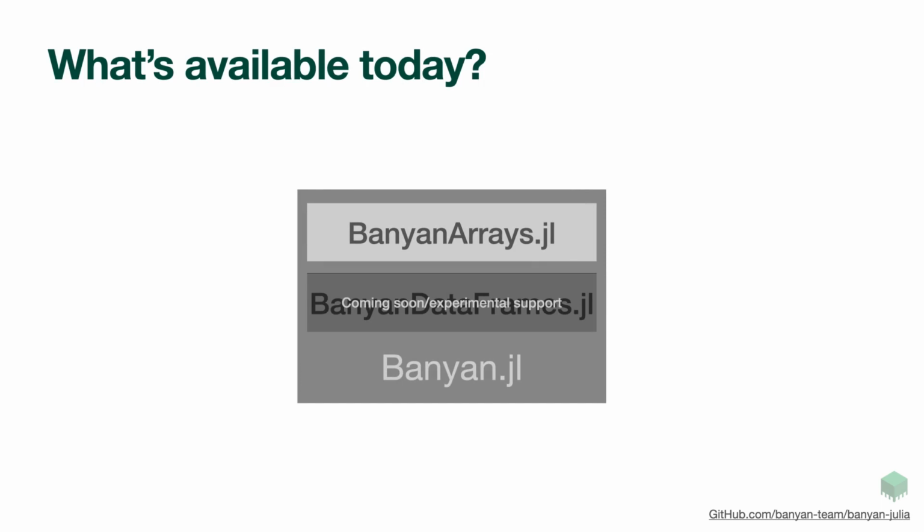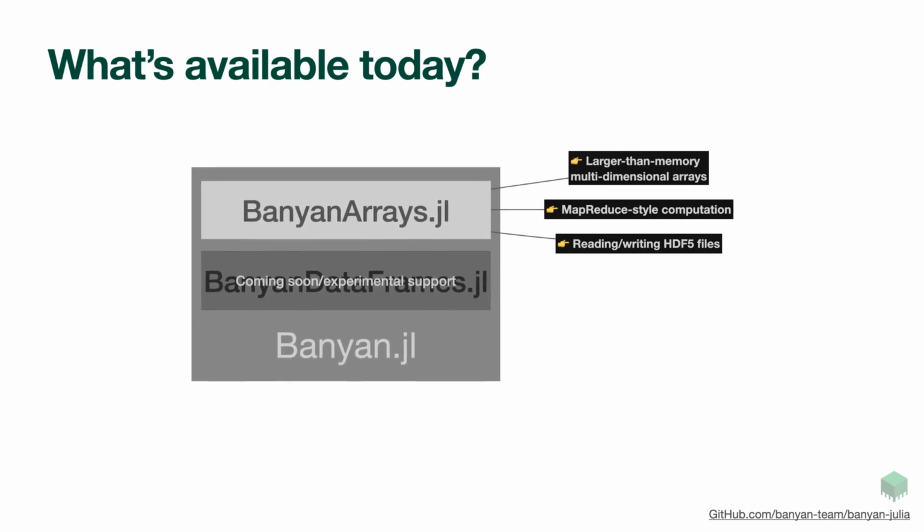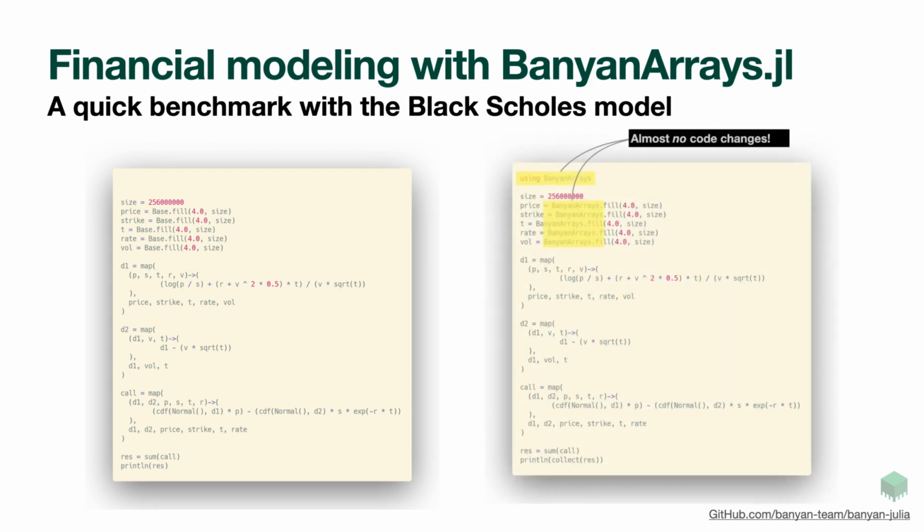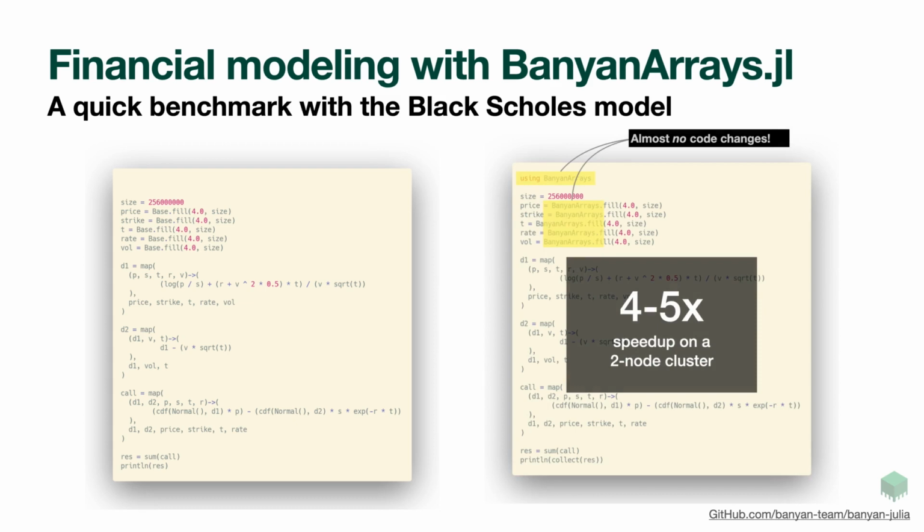We have recently released Banyan Arrays, a set of standard library array manipulation functions that we have already annotated with partition types. You can process larger-than-memory multidimensional arrays with MapReduce style computation, and you can read from and write to HDF5 datasets. Consider this financial modeling code. With just a couple code changes, Banyan enables a 4 to 5x speedup on a 2-node cluster.